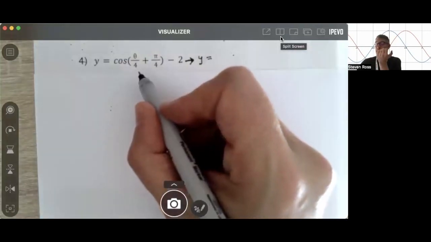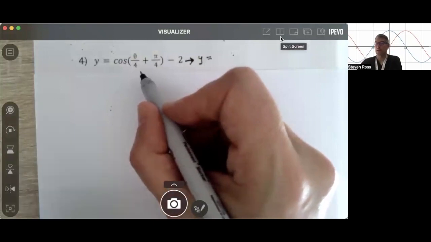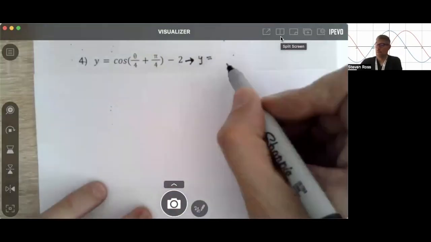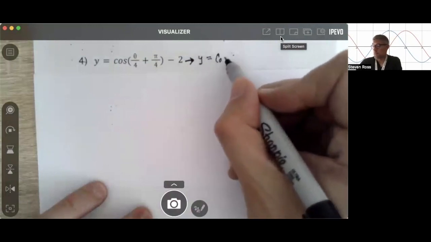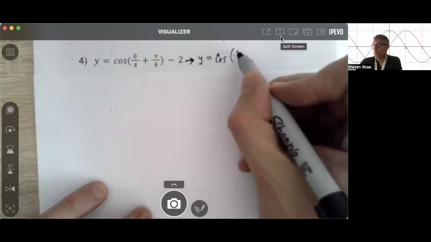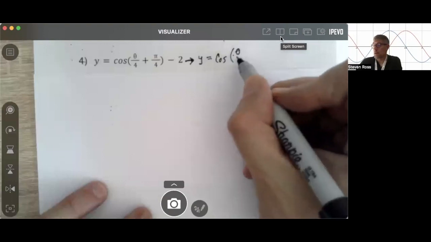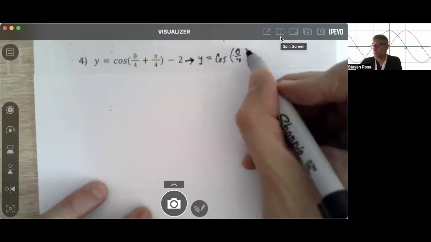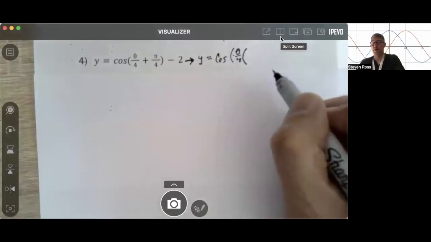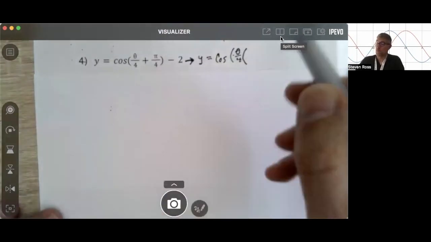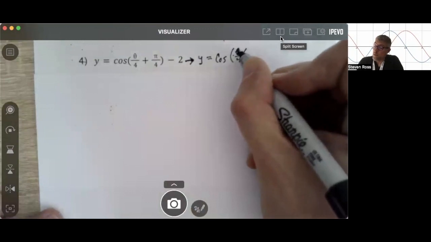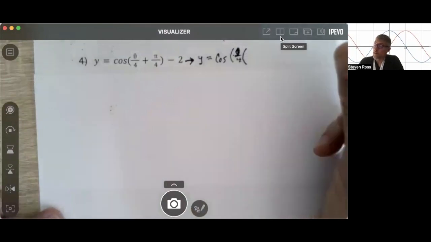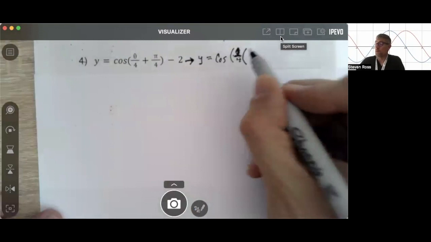If I do the factoring technique, then I can more easily see the phase shift. So I'm going to say that y is equal to cosine of, and I'm going to factor out a 1 over 4. I did that incorrectly, going to factor out a 1 over 4.